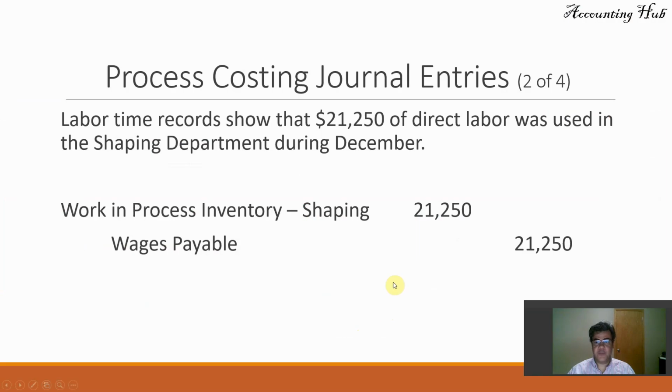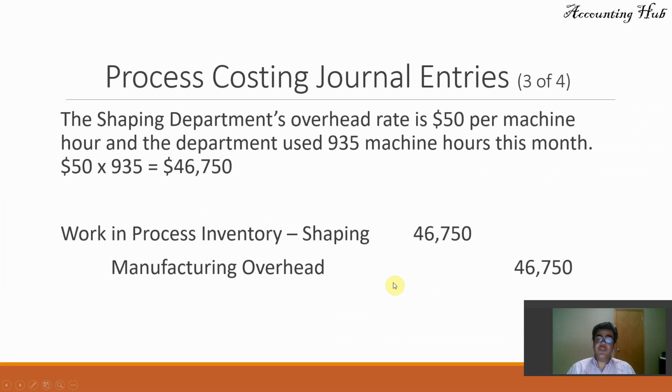Later, let's move on. Manufacturing overhead. The shaping department overhead rate is $50 per machine hour, and the department uses 935 machine hours. So 50 times 935, 46,750. And here we are talking about rate, overhead rate. So we are talking about estimated numbers, not actual numbers. So our journal entry will be work in process inventory shaping, credit manufacturing overhead.